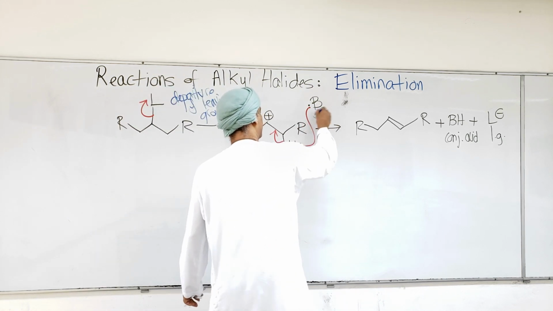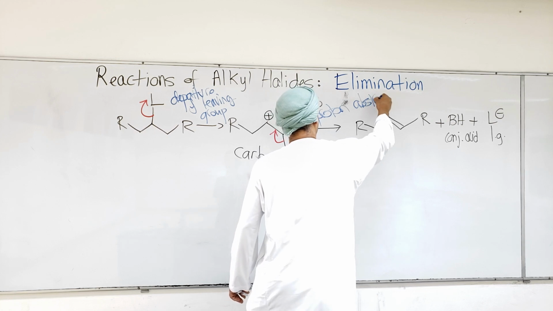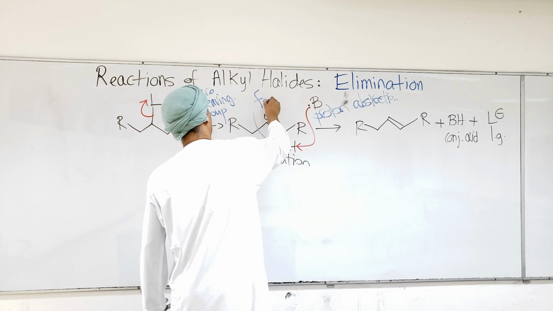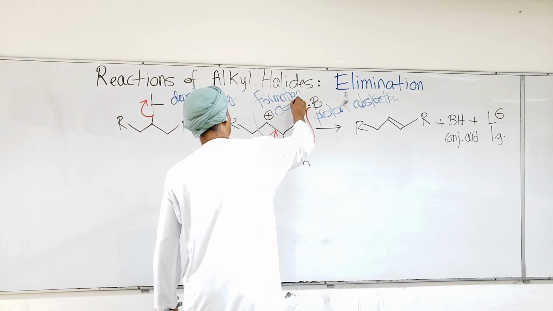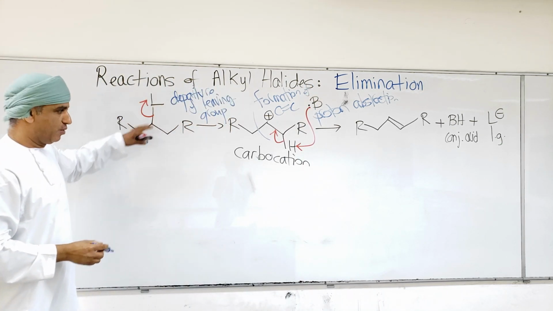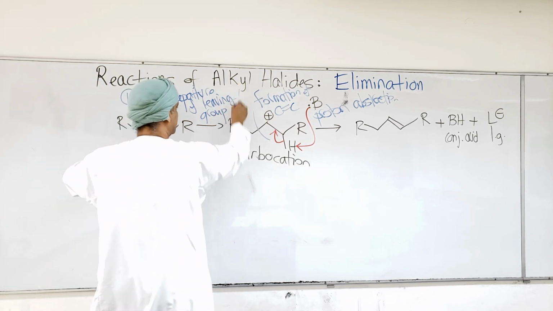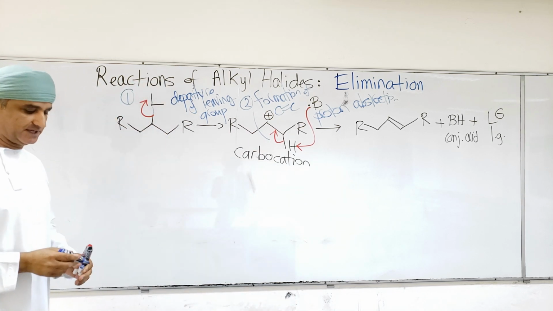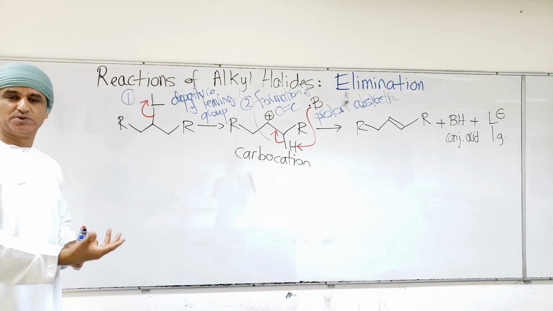So this is proton abstraction, and here is the formation of the carbon-carbon double bond. So step one would be this departure of the leaving group. Step two would be proton abstraction and formation of the carbon-carbon double bond. So therefore, this is not a one-step elimination. It's at least two-step elimination.